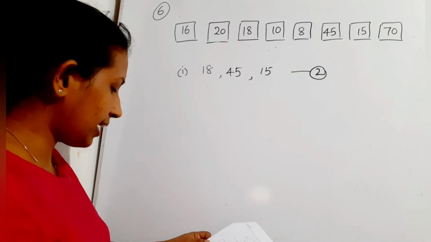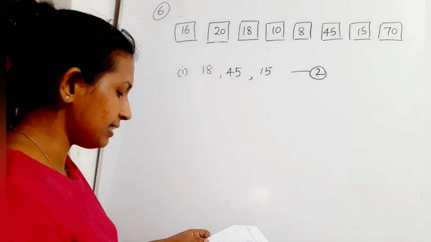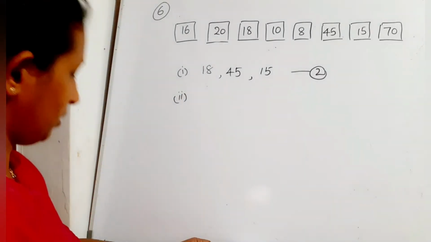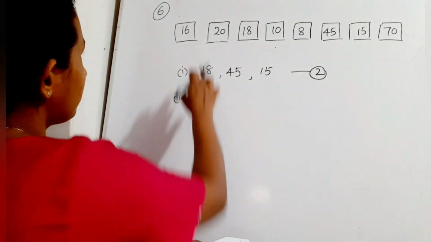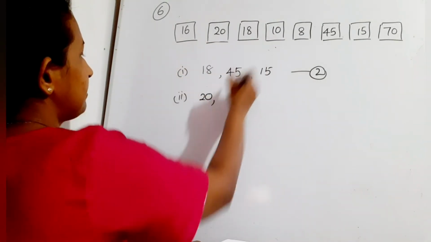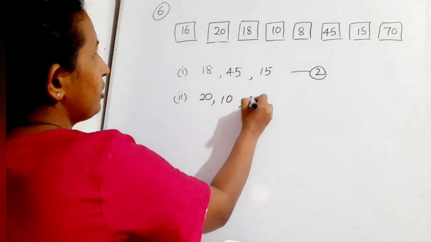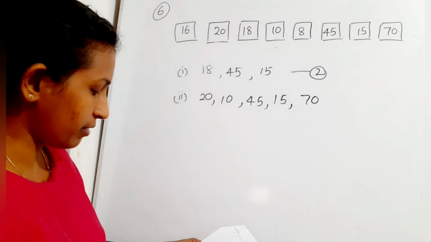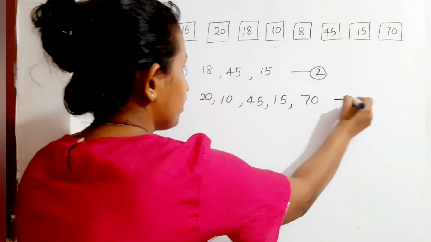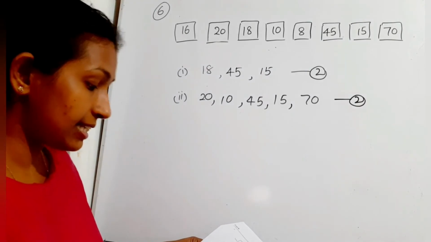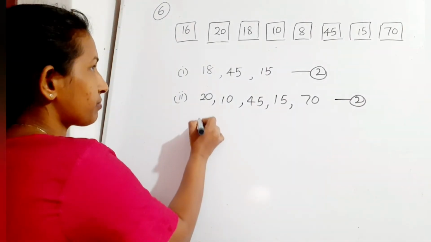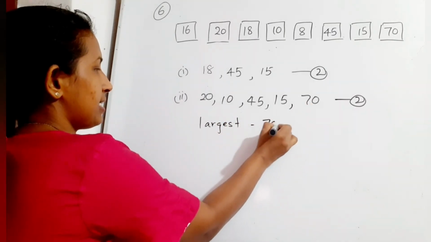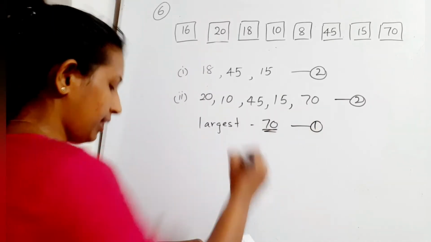Then write down all the multiples of 5 and select the largest one. All the multiples of 5. What are the multiples of 5? 20, 10, 45, 15 and 70. Those are the multiples of 5. So you will be given 2 marks for that one, and you have to select the largest one. What is the largest one? Largest one is 70. Okay. So 1 mark for here.